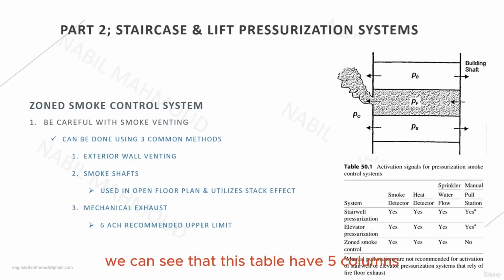We can see that this table has 5 columns. The first column describes the system or the type of the pressurization or the smoke containment system. The second column represents the smoke detector, if it's applicable to be activated via the smoke detector or not. The third column is the heat detector. The fourth column is the sprinkler water flow. And the last column is the manual pull station.